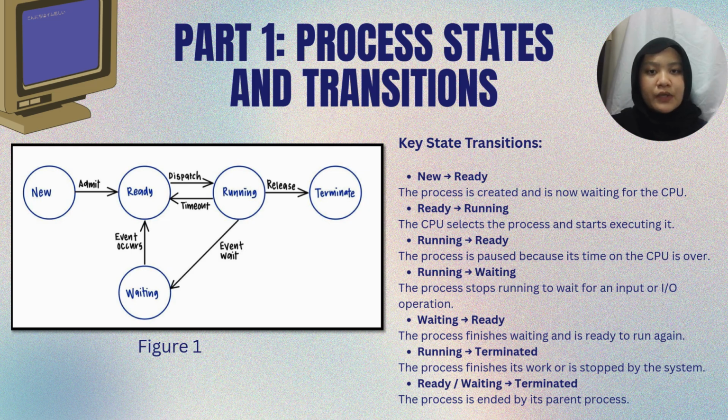When a process completes its execution or is forced to stop due to an error, it transitions from running to terminated. The operating system then releases all resources allocated to the process. Sometimes a process can also be terminated directly from ready or waiting if its parent process ended.